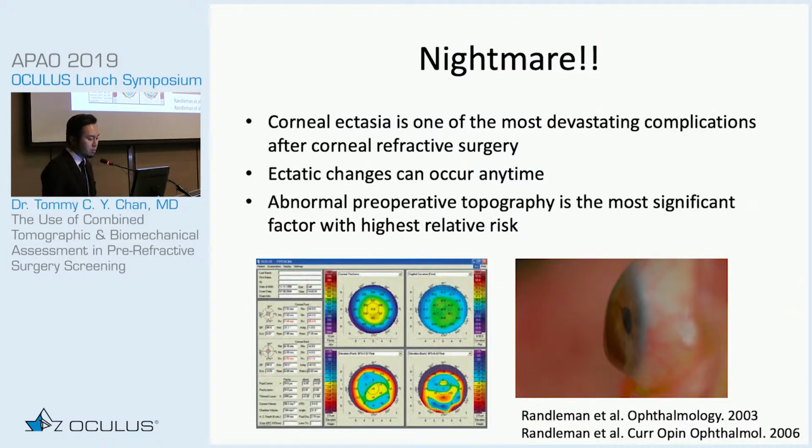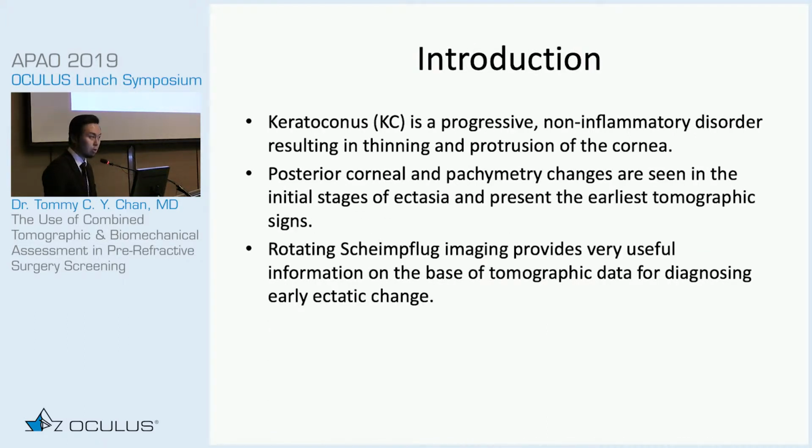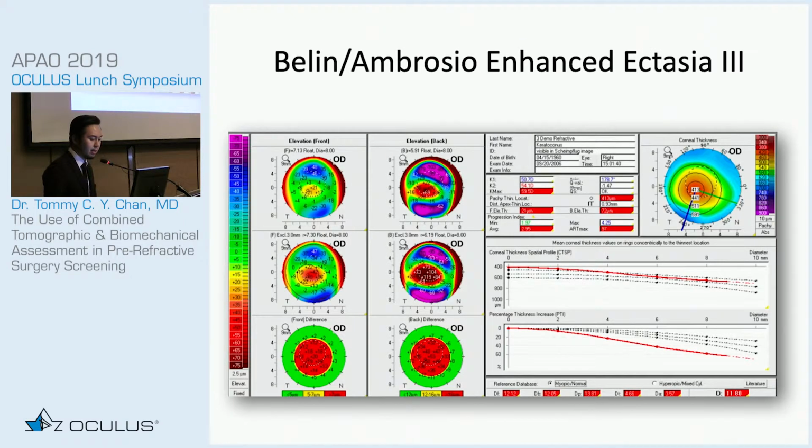And studies have shown that abnormal preoperative topography is the most significant factor with the highest relative risk. And we all know that keratoconus is a progressive disease, and the posterior cornea and also the pachymetry are usually the first few parameters that change early in the disease. And the rotating Scheimpflug imaging actually provides very useful tomographical data for diagnosing early cases. So this is the BAD we are all familiar with.